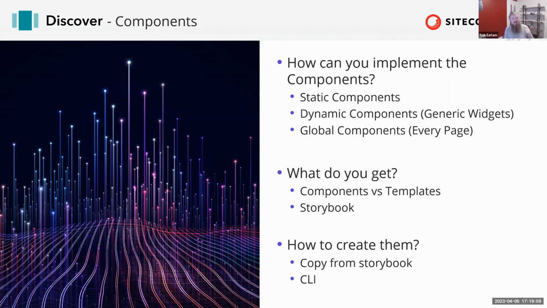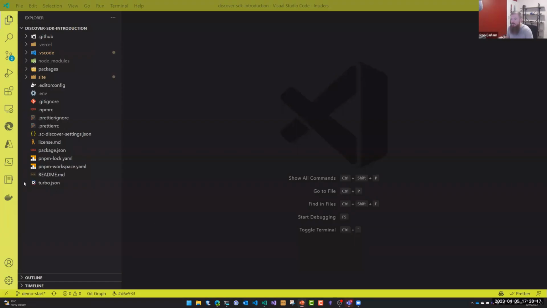We also have a CLI that's built. If you don't want to do the copy and paste approach, you can use a CLI, which will help provision the same components for you. So we're definitely trying to provide as much support as we can to help people get up and running as quick as possible. Okay, so I think that's enough slides for now. Let's go and actually take a look at some code.